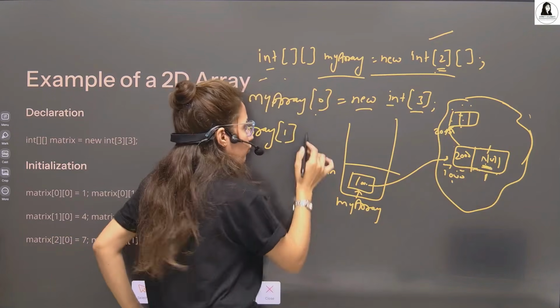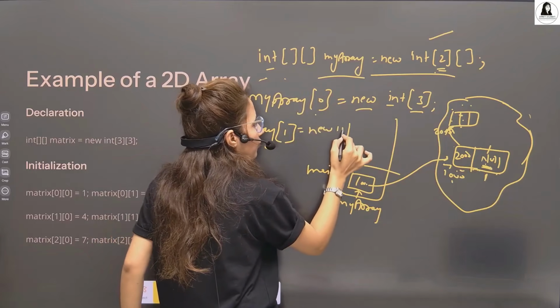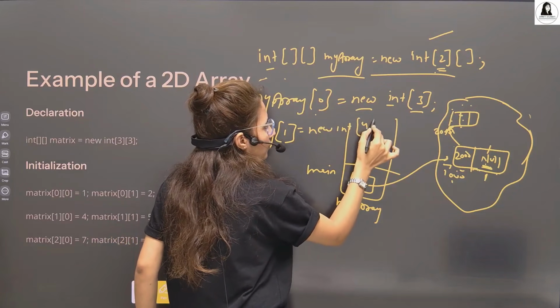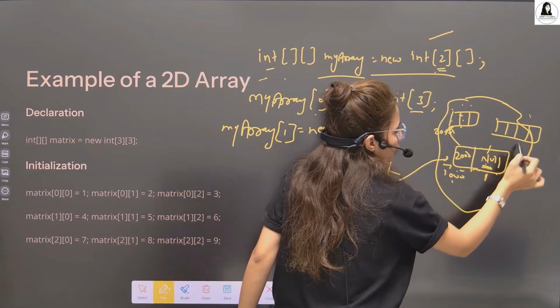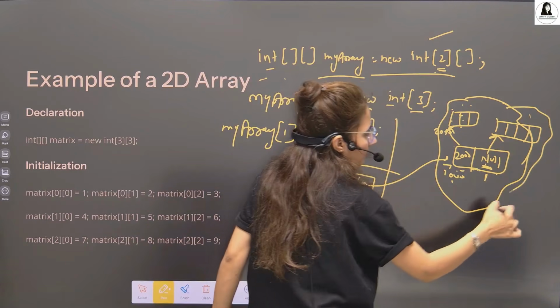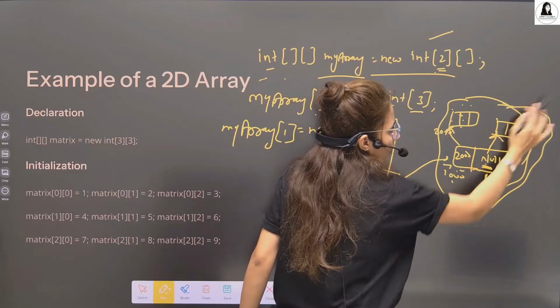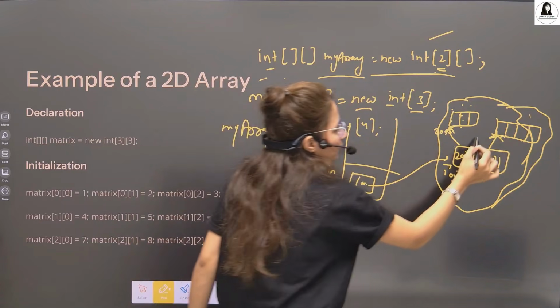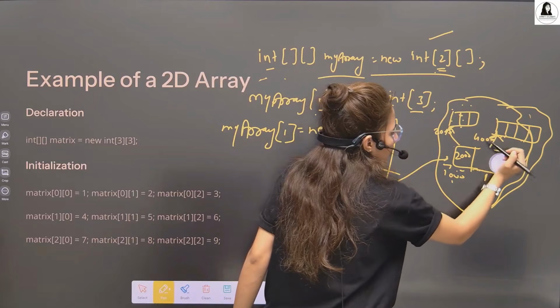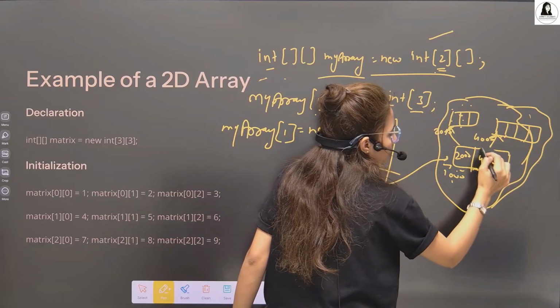Here we have a 1D array, so you have to create a new int, suppose of size 4. It will create somewhere else 1, 2, 3, 4, in the memory heap area. Obviously this is not outside of that heap area. So for 4 elements, suppose it is at address 4000, so rather than null I now have 4000 here.